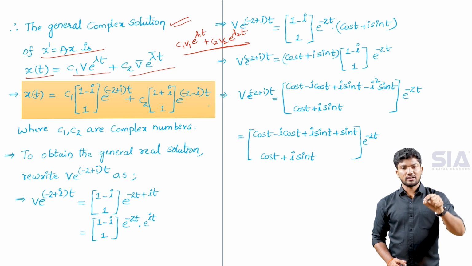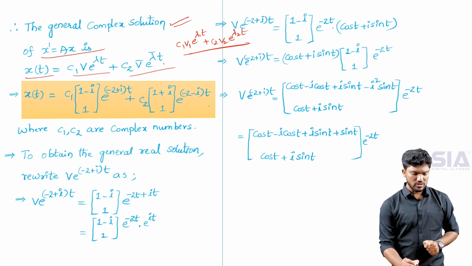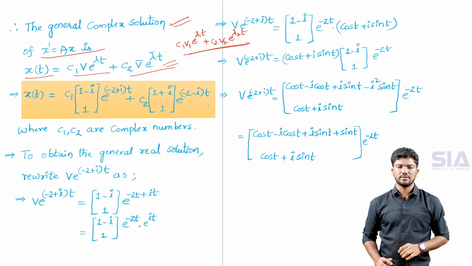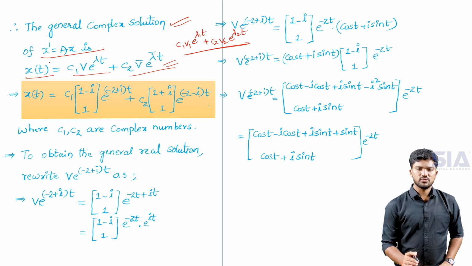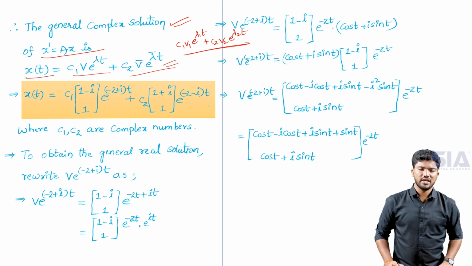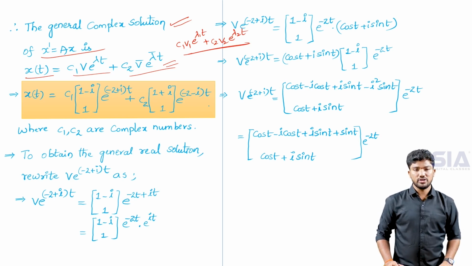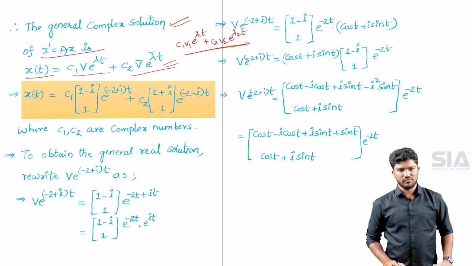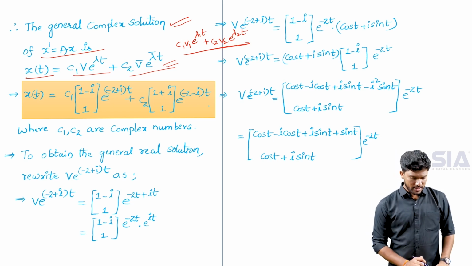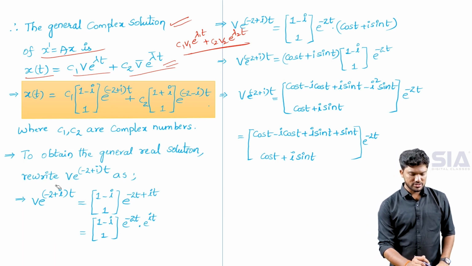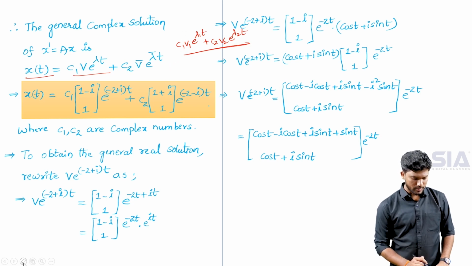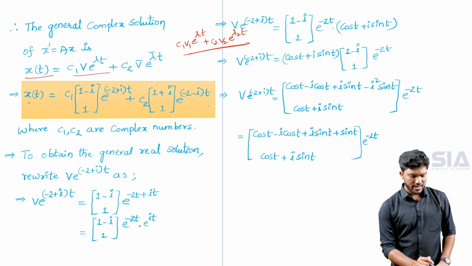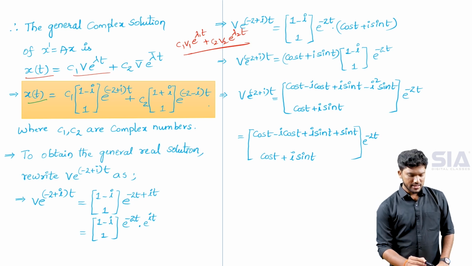But whenever you get the complex eigenvalues, the general solution of the given dynamical system we can write in this format: x of t is equal to c1 v e power lambda t plus c2 v bar e power lambda bar t. That is the difference between the real number system and the complex number system while writing the general solution. Now substitute the corresponding values. Then you will get that x of t is equal to c1.